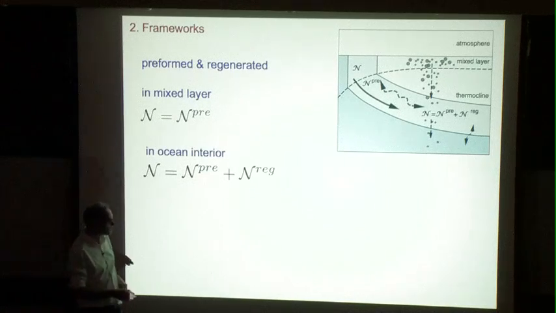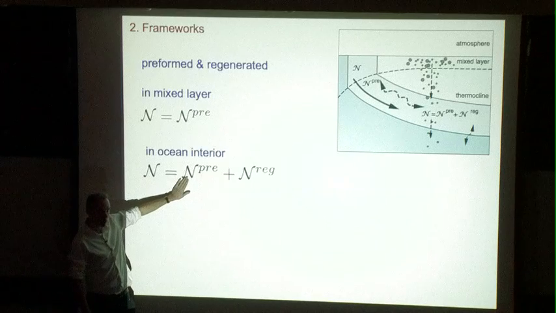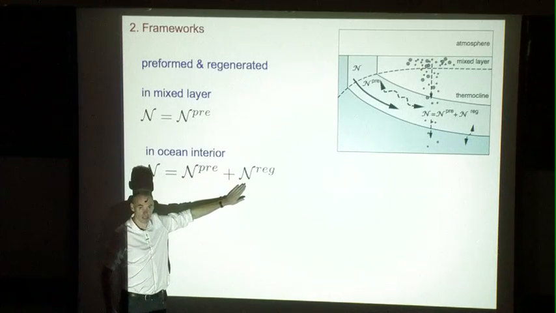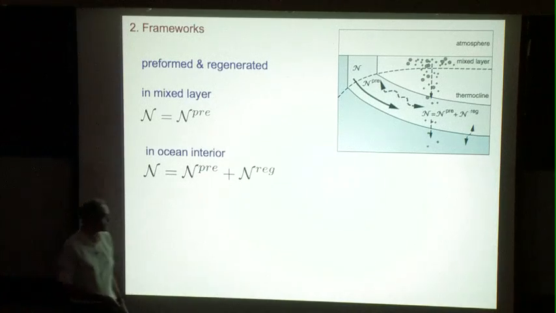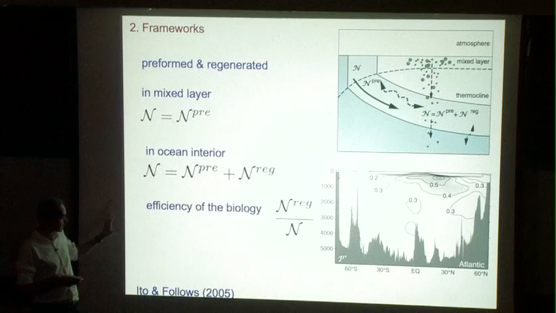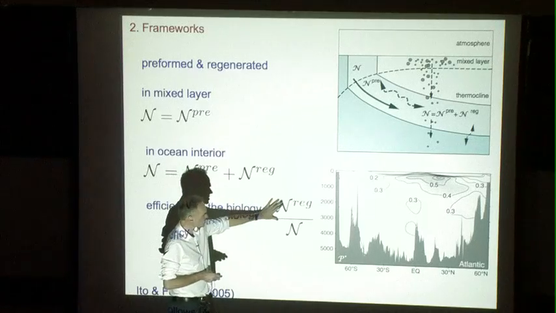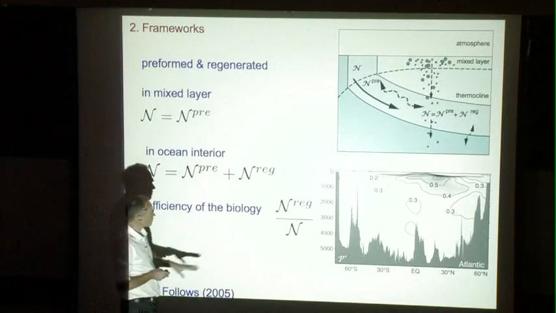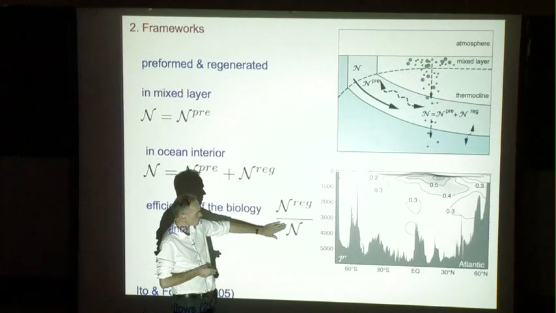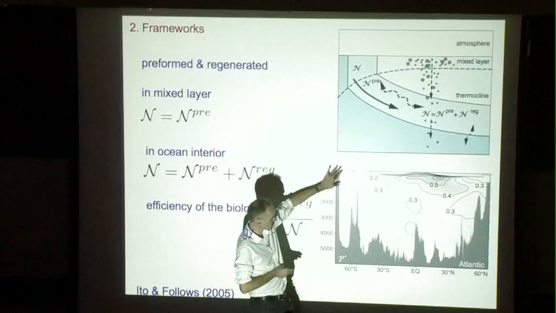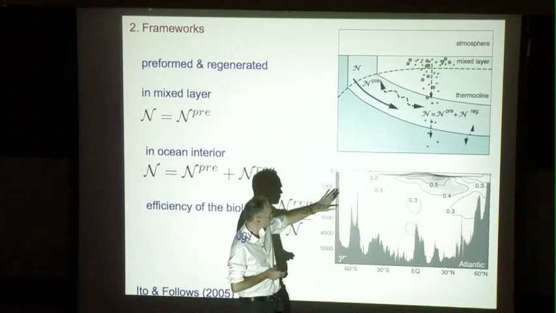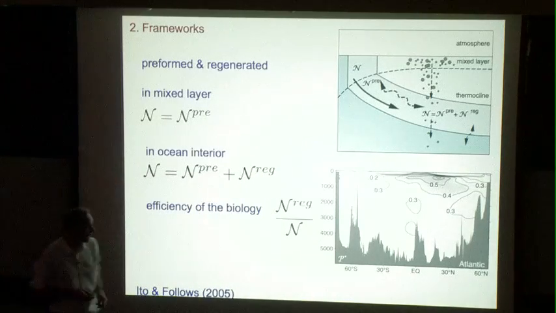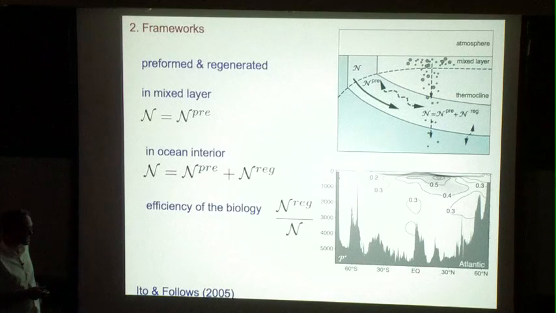And in the interior, any nutrients that we see there, we can split into a preformed part and then a part that's being set by the biological regeneration, so the regenerated. So this has been nicely set out by Taka Ito, who's here, and Mick follows, where they spoke about the efficiency of the biological transfers in terms of the ratio of the regenerated phosphate to the total phosphate. And this is from climatological data, but this is an Atlantic section, and you can see that this ratio is about 0.3 over the Southern Ocean sector. So the biology isn't operating at full efficiency at all.